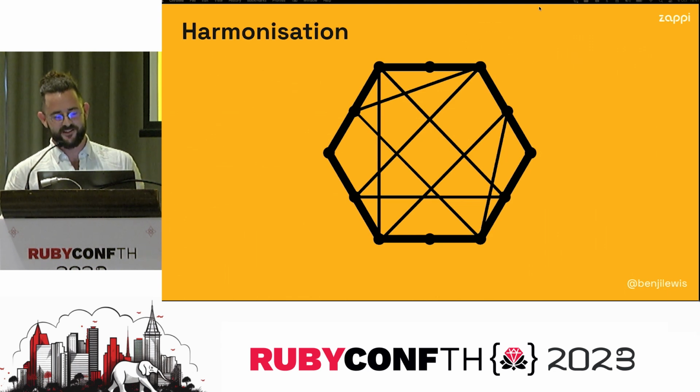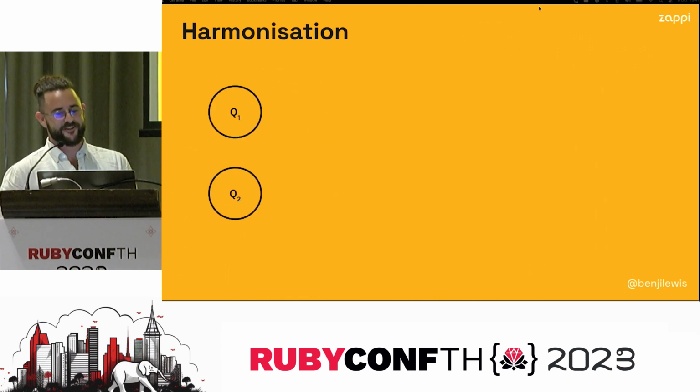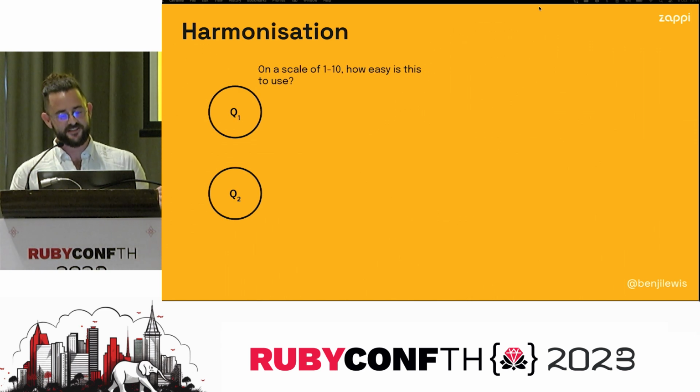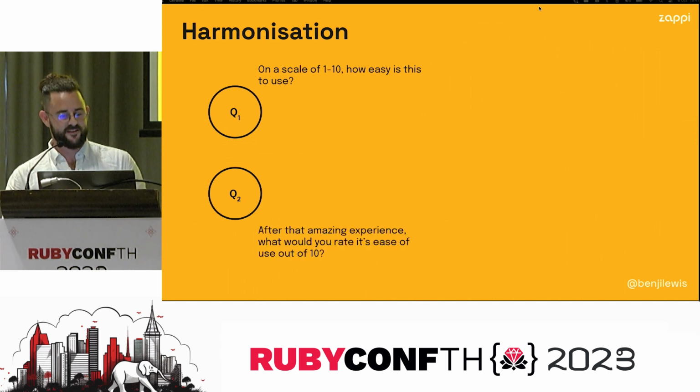This will also be easier through an example. For measure-based harmonization, we've got 2 questions. Question 1 asked, on a scale of 1 to 10, how easy is this to use? And on another survey, we asked question 2, which said, after that amazing experience, what would you rate its ease of use out of 10? Let's say that these 2 things mean the same thing. So we get this little bidirectional arrow to indicate that these 2 measures should be treated the same.